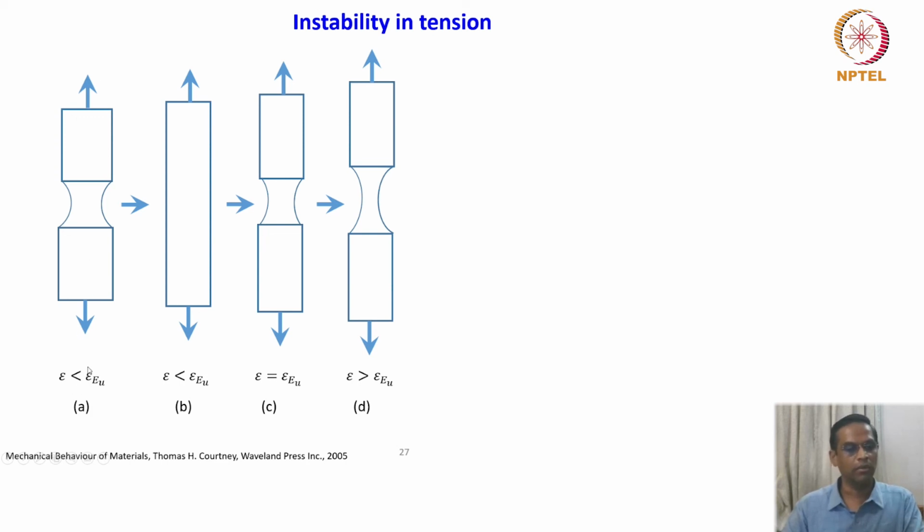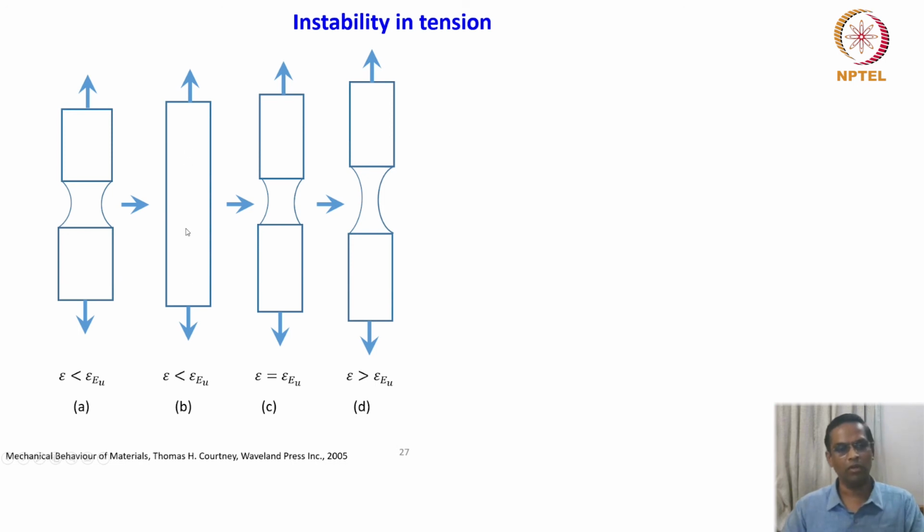The strain is less than epsilon EU. The capital EU is the maximum load engineering strain, where E is engineering and U is the ultimate. This notation is given in this reference, so I have not changed it, but it is nothing but the engineering strain at the maximum load. So that is what you have to look at. When the strain is less than that at maximum load, nothing happens as the deformation proceeds. There is no necking here.